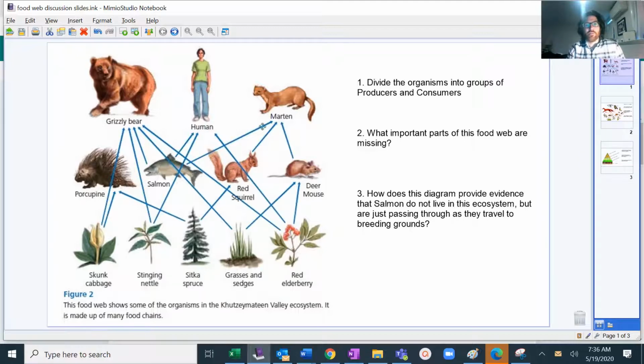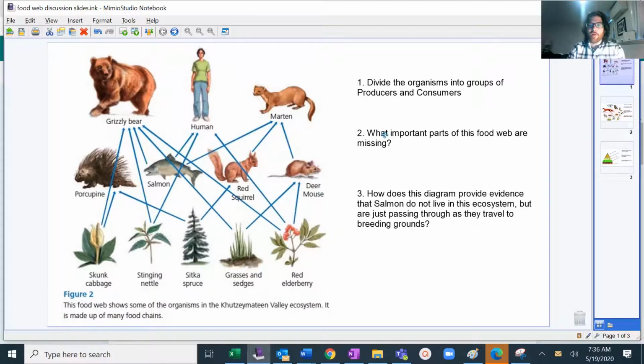All right, so you've paused, you've thought about these questions, you've divided our producers and consumers, and you're going to see that our producers here are at the bottom. They are our plants. They are the ones that do photosynthesis. And our consumers are actually the ones that consume or eat.